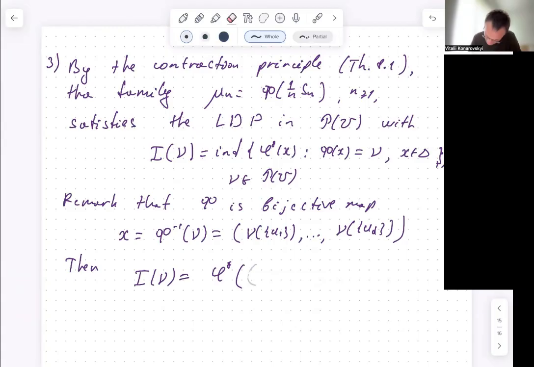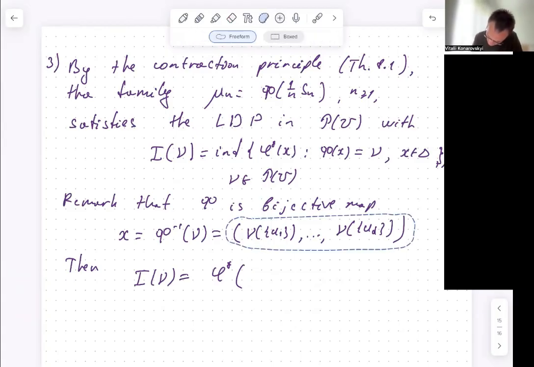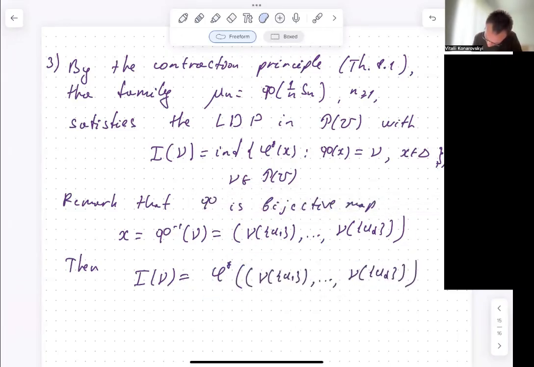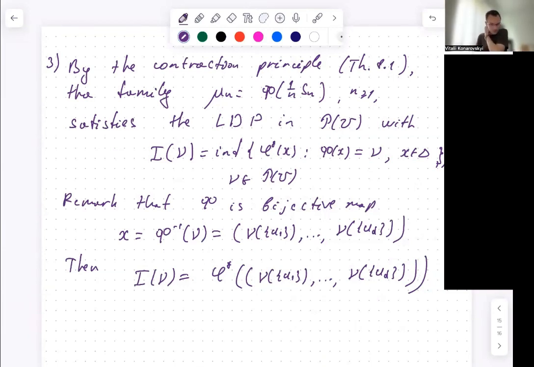Let's write it like that. I will just take this vector, copy it and put it here. It seems that we need to close one more bracket. This is for every nu from the space of probability measures on U.